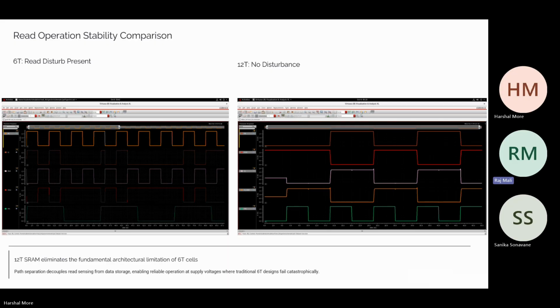Moving on to the read and write operation, the 6T SRAM cell's read disturbance issues are present, and reading the cells can lead to altering the stored data, while the 12T SRAM eliminates the read disturbance by decoupling the read and write path. As shown in the slide, we can clearly see that 12T SRAM has no disturbance while 6T has a bit of disturbance.